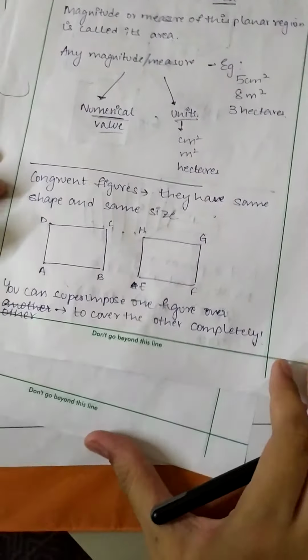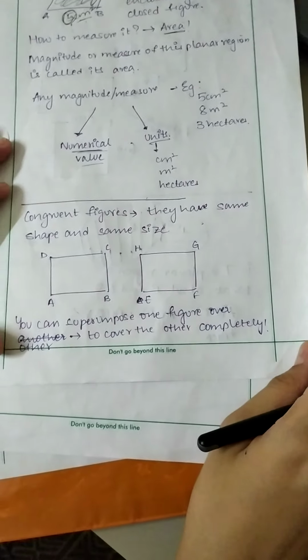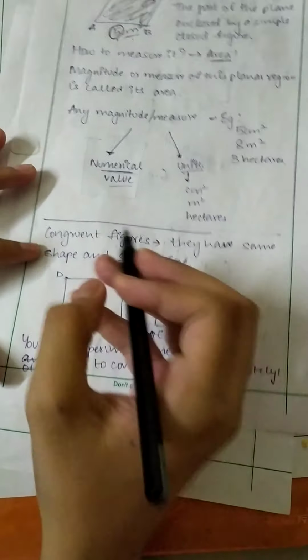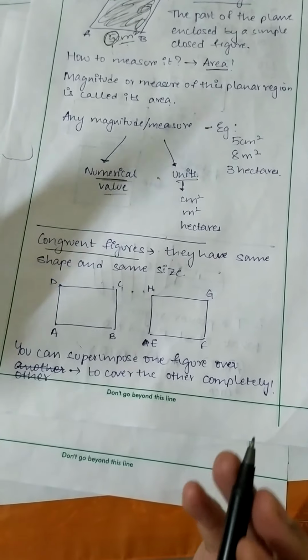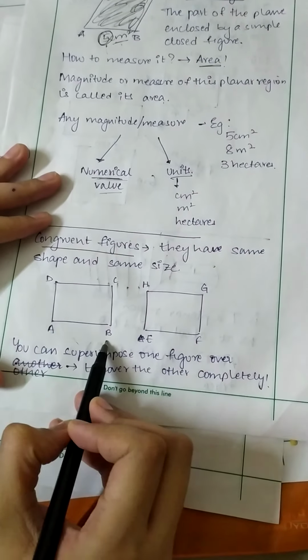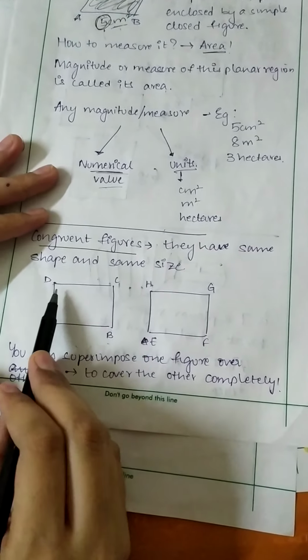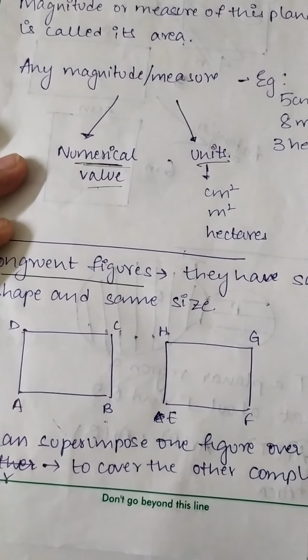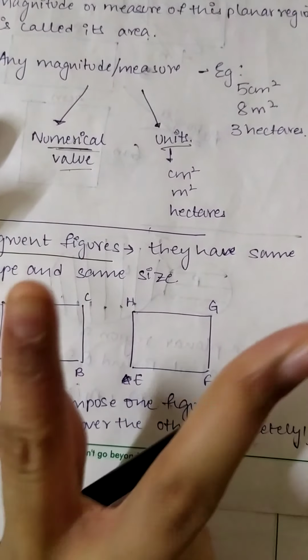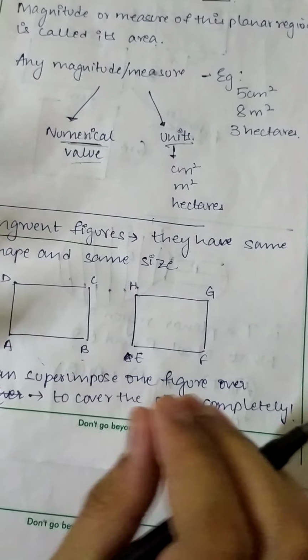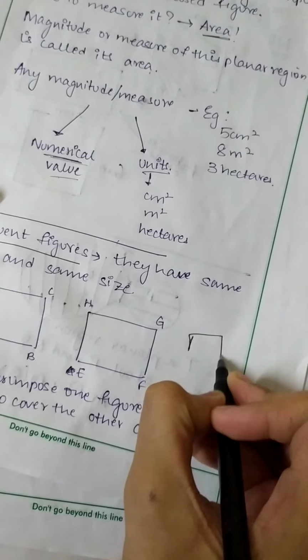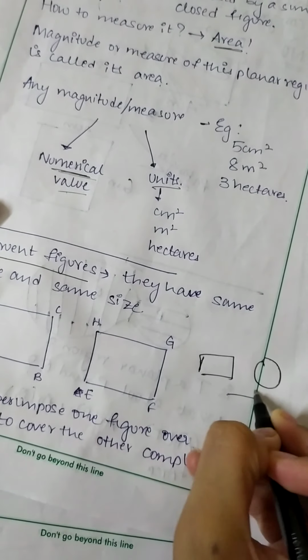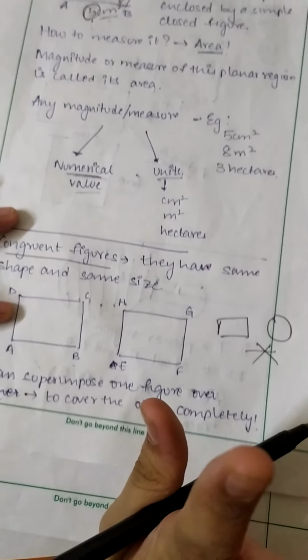Now, let's go back to another concept that we have learned previously, called congruent figures. How do you say two figures, like this A, B, C, D, a rectangle, and E, F, G, H, are congruent or not? You have to check two things. The first thing is, do they have the same shape? Like if I have a rectangle and a circle, you can say these two are definitely not congruent.